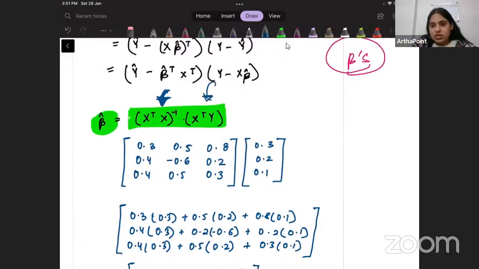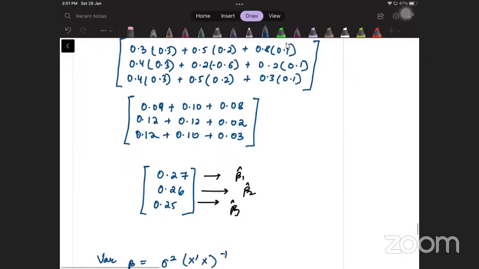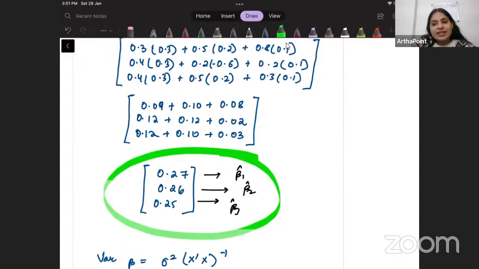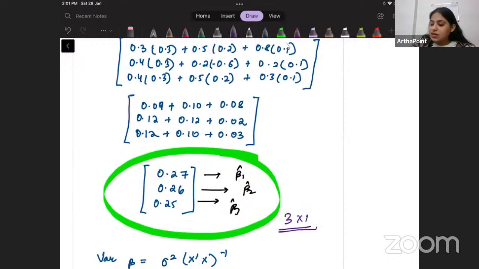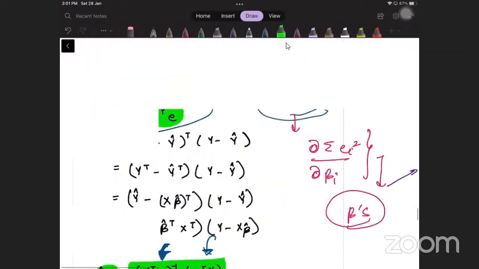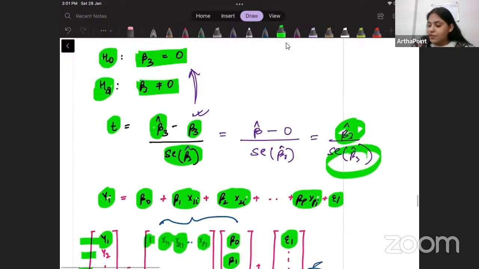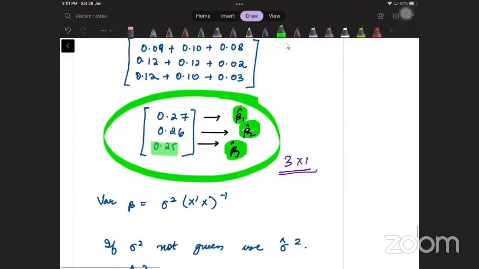So if I'm given x transpose x inverse and if I'm given x transpose y, I can just multiply the two and I will get this. After multiplying, I get this as the answer. Just have a look here. You will get a matrix which is of the form 3 cross 1. In it the first value will be beta 1 hat, beta 2 hat and third will be beta 3 hat. So actually speaking, the t value that we were calculating, its numerator we have found out. This beta 3 hat I have found out as 0.25.